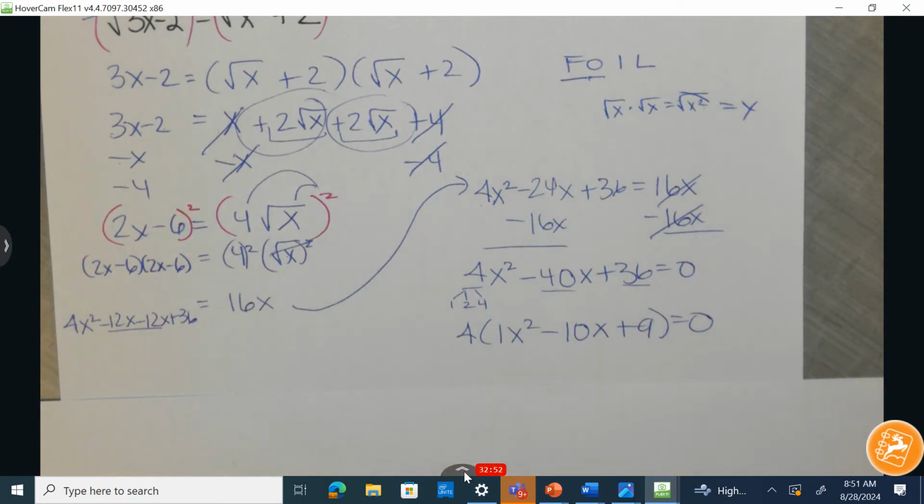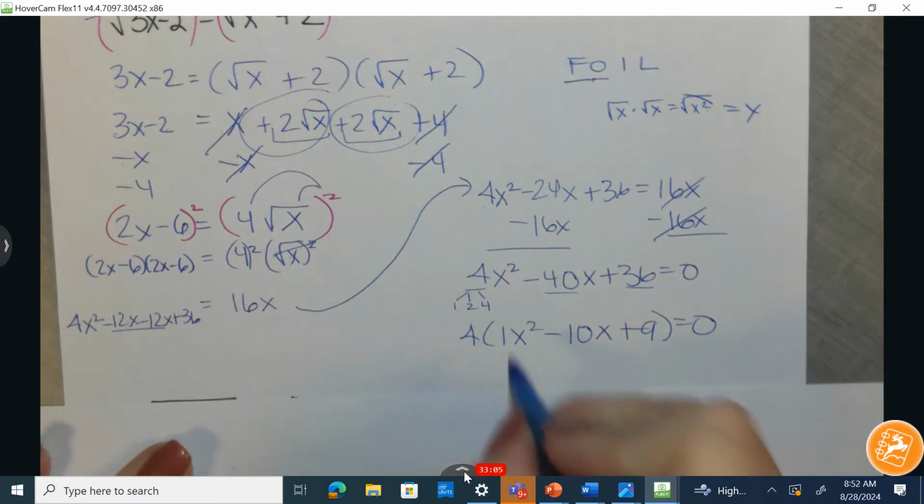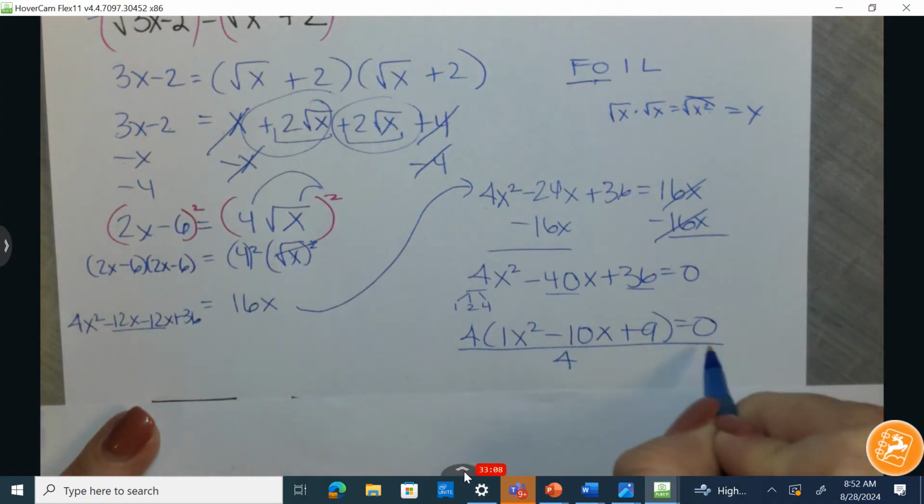Camila, do you know what you would do next? Say it a little bit louder. What do you think you do? Okay, that's going to be what we're going to do at the next step after that. Does anybody know what the next step is going to be before we do that? Divide by 4. And then we're going to come back to what Camila said.